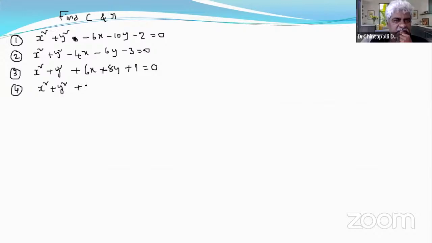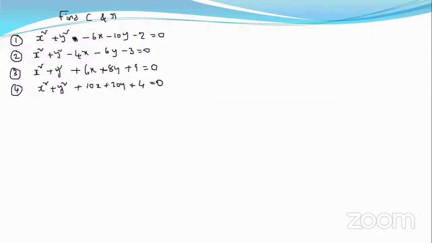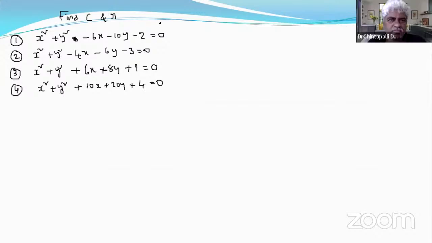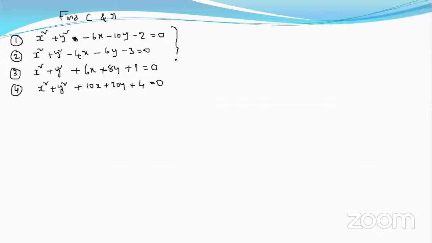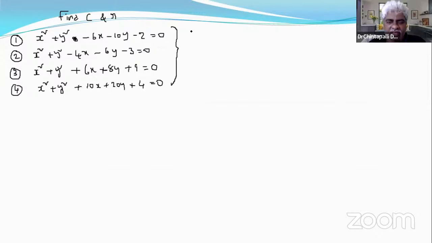And plus 10x plus 20y plus 4 is equal to 0. These are the 4 questions as homework. Don't miss. Try to solve these 4 questions by the next class.